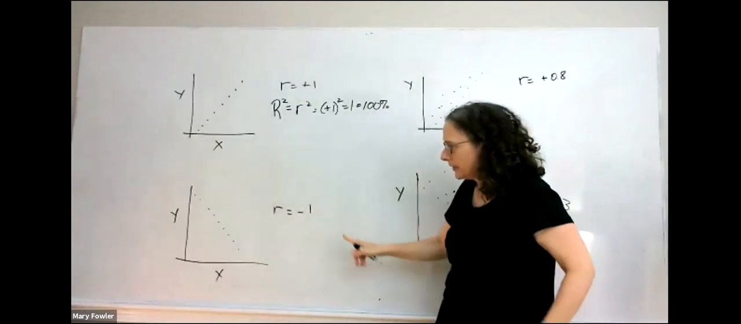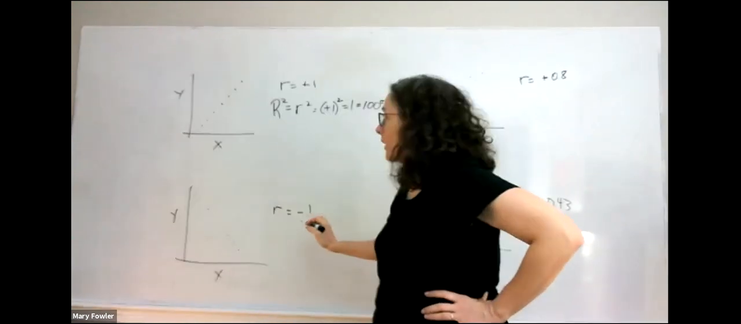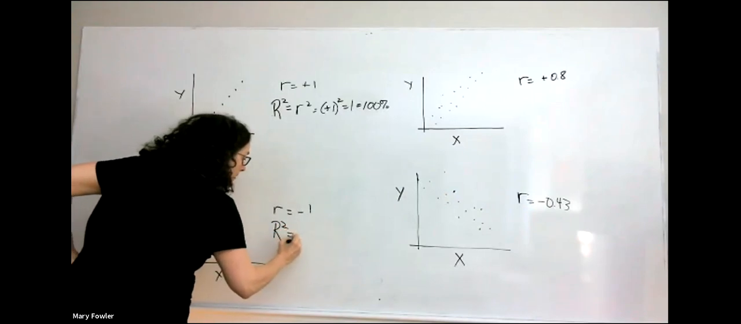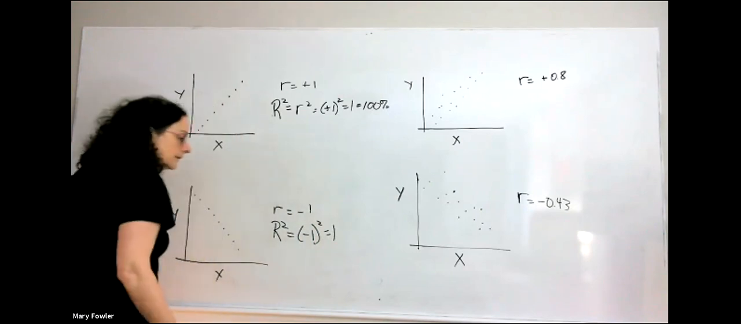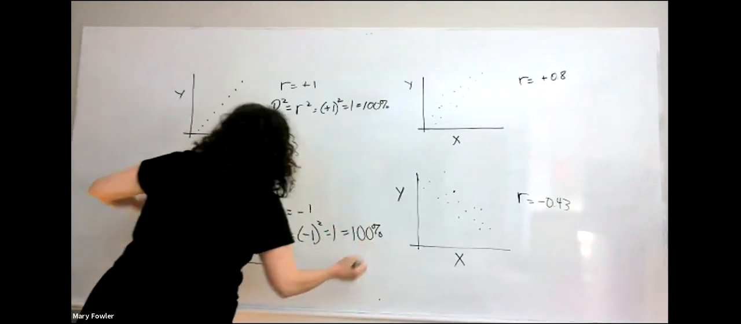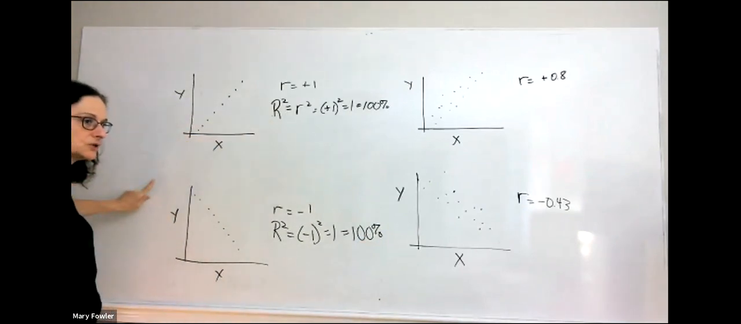Okay, and over here, we have R equal to -1. So again, for R squared, we're going to square the R, which is going to be 1. And again, we see the coefficient of determination is 100% in both of these situations.